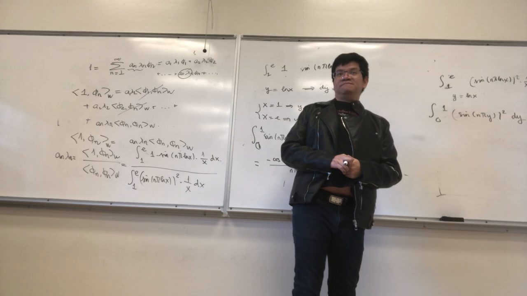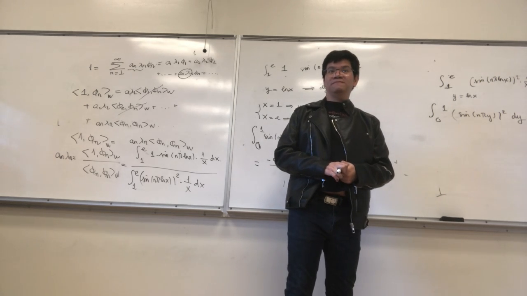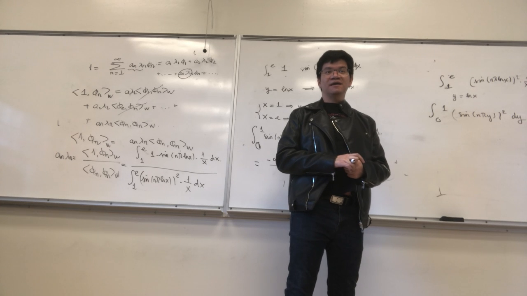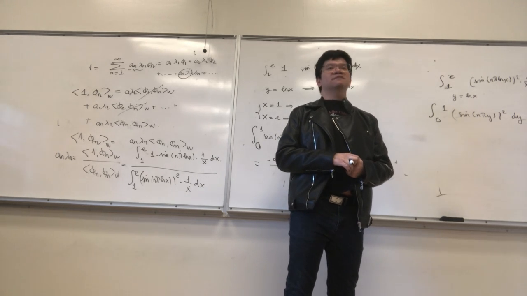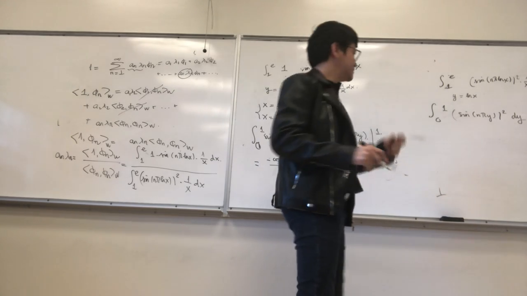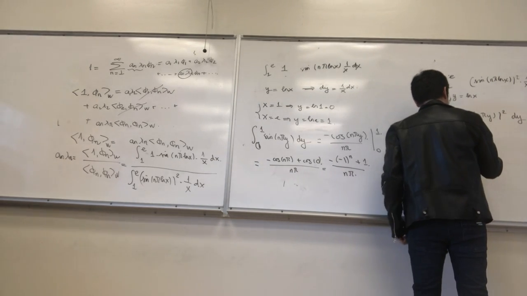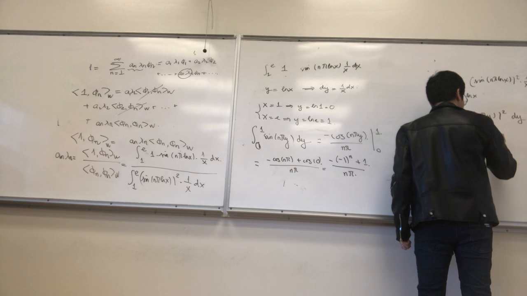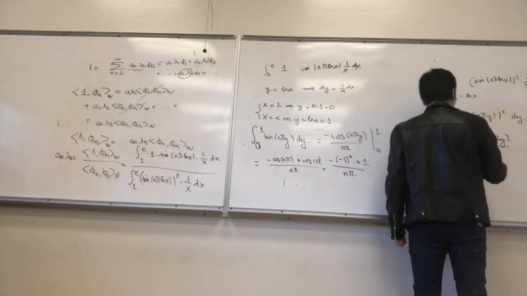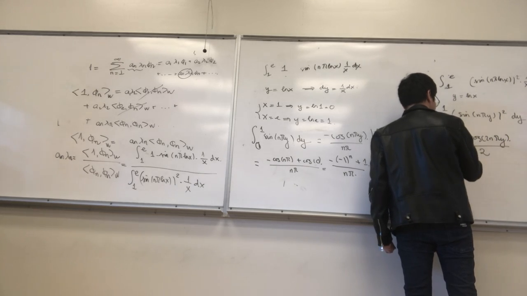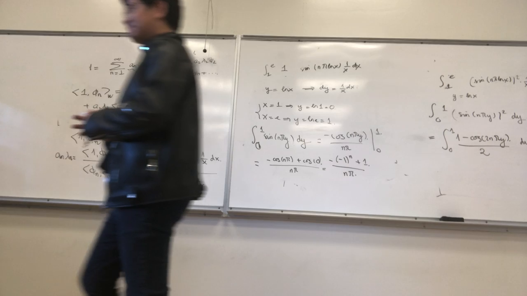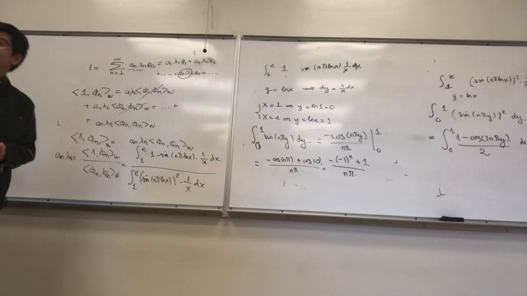What is the next step? What is sine squared? Yes? 1 minus cosine of 2 n pi y, over 2. So this guy is going to be (1 minus cosine of 2 n pi y) over 2. And I integrate from 0 to 1 dy.